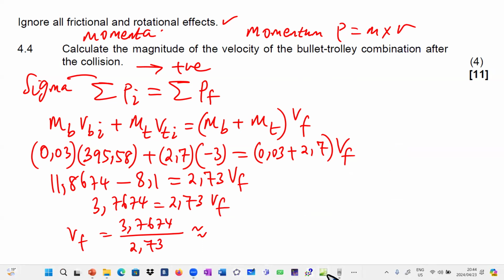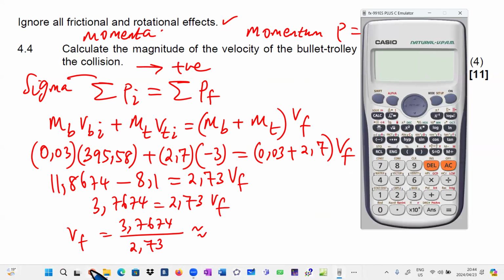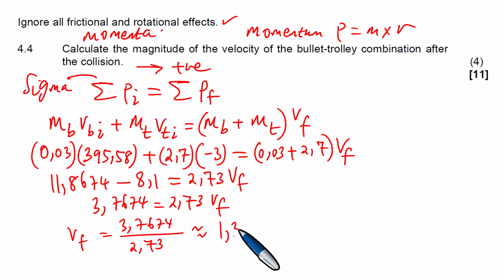Now this one, you just check. So we're going to take 3.7674, we divide by 2.73, and we get the answer. And the answer is exactly that one there. So it is exactly 1.38 meters per second. Okay, now this is the answer we're getting.